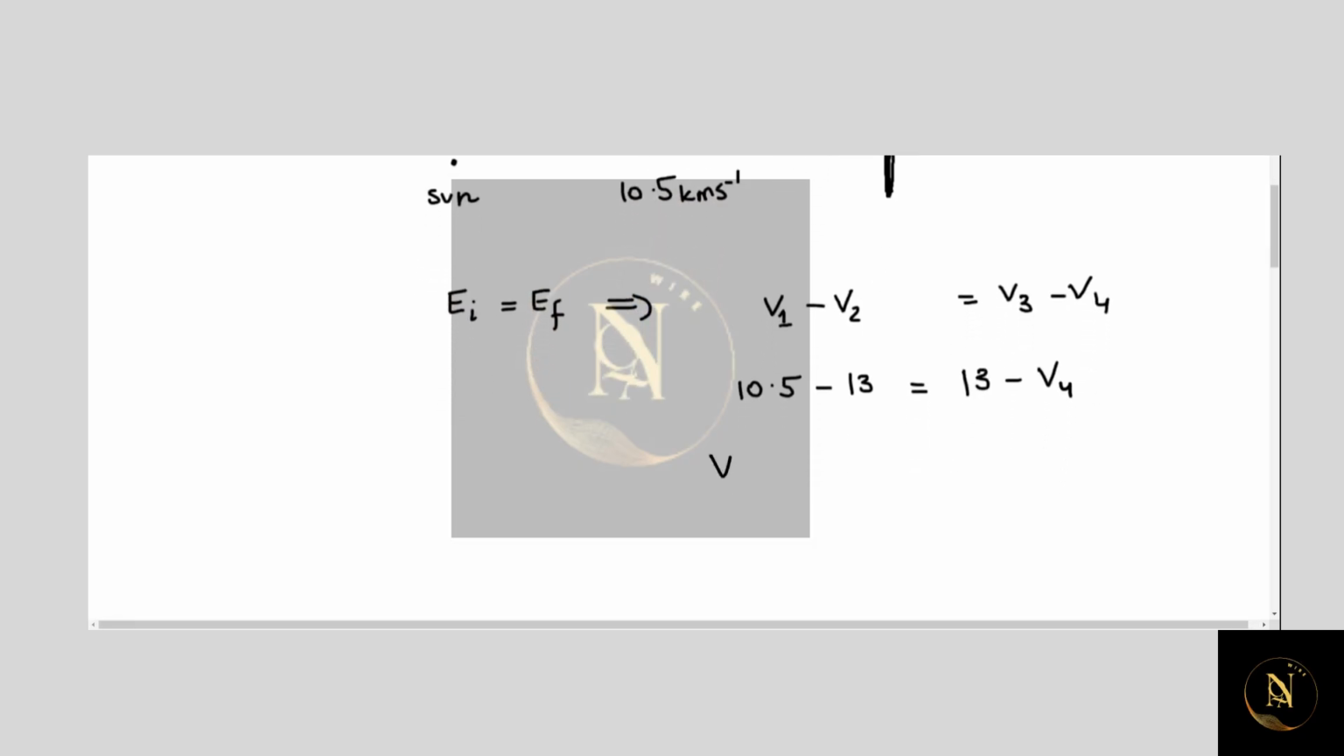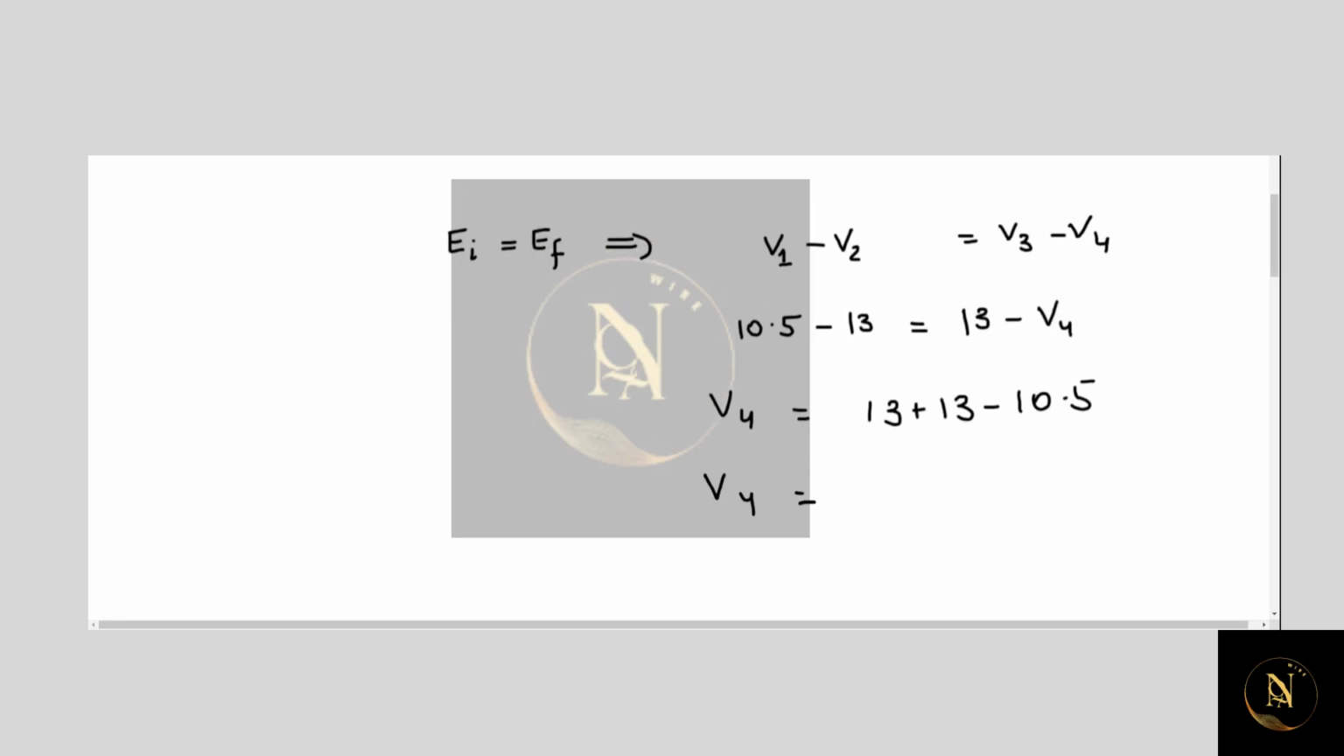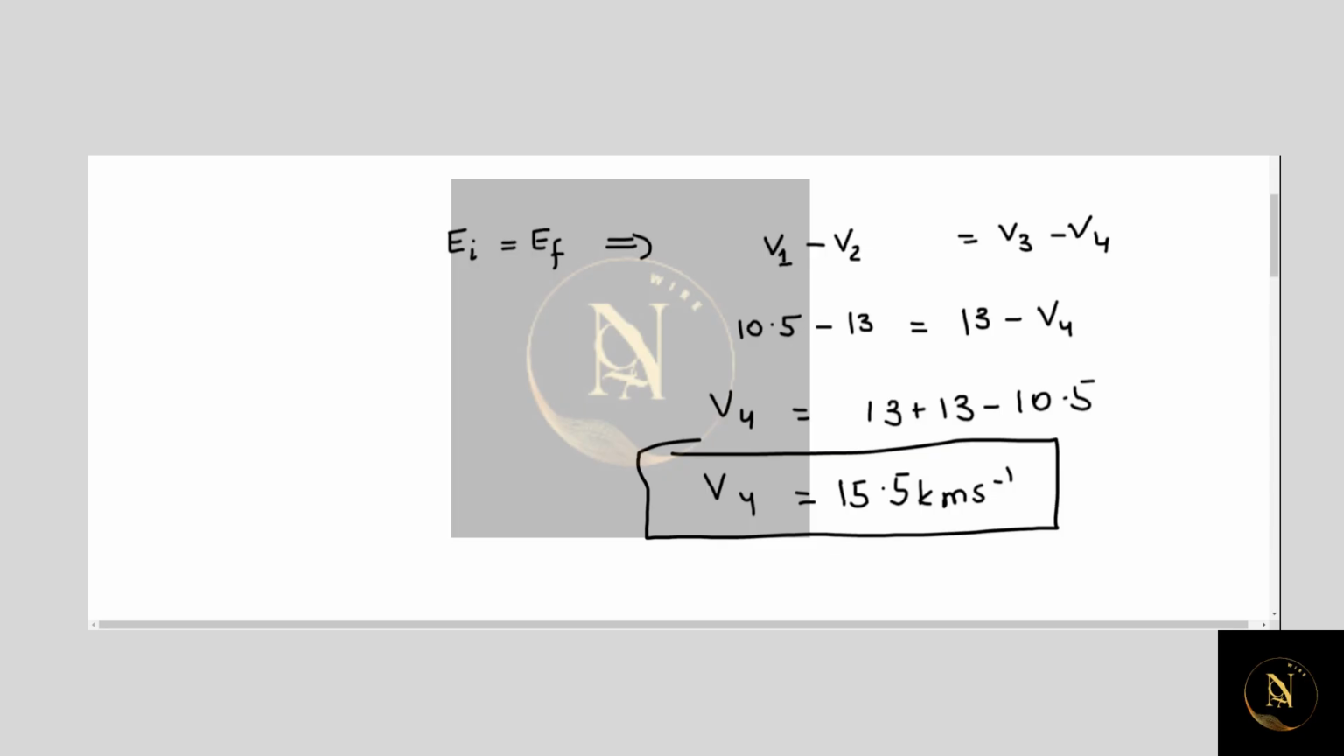Now, this gives v sub 4 as being equal to 13 plus 13 minus 10.5, and that gives us 15.5 kilometers per second as the velocity of the spaceship after collision. And that is our required answer.